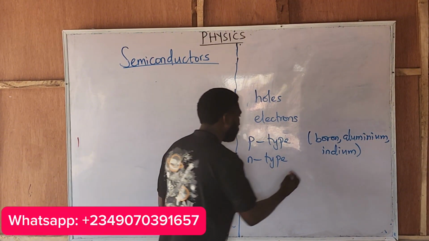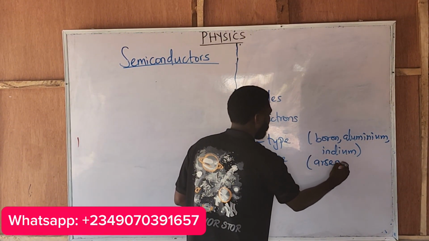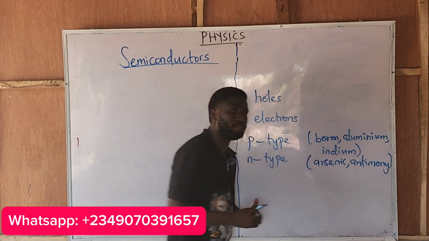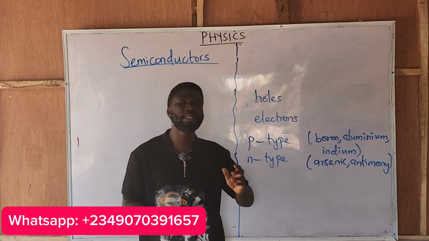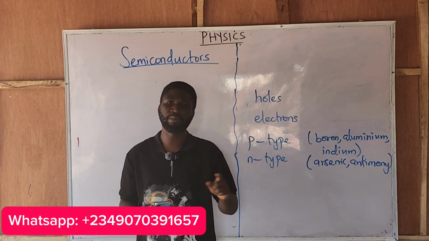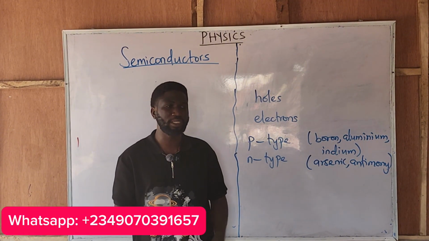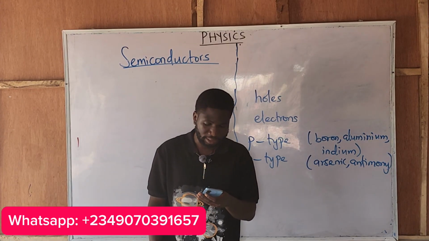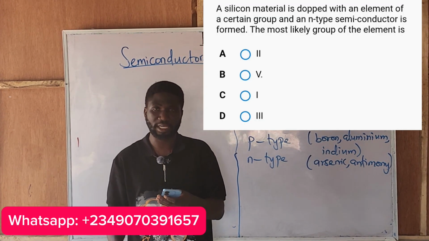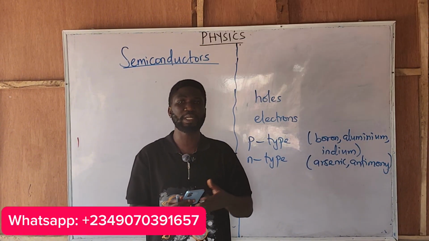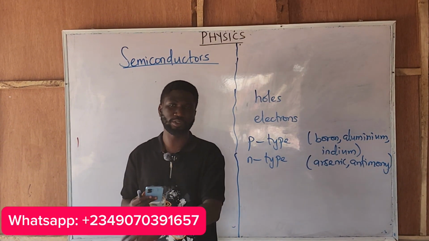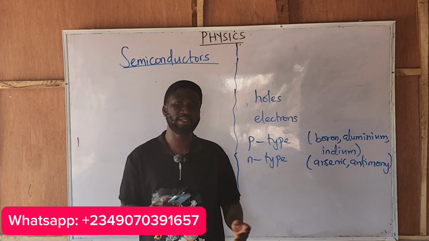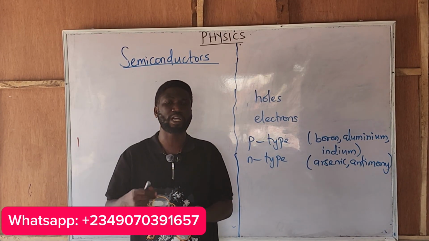Commonly we have arsenic, antimony, etc. So if we have a pentavalent atom added to a pure semiconductor, the result is going to be an n-type semiconductor. So the right answer there is option B. That's the group 5 elements, because group 5 elements have 5 valence electrons, so we call them the pentavalent elements. For group 3, they have 3 valence electrons, so we call them the trivalent elements.